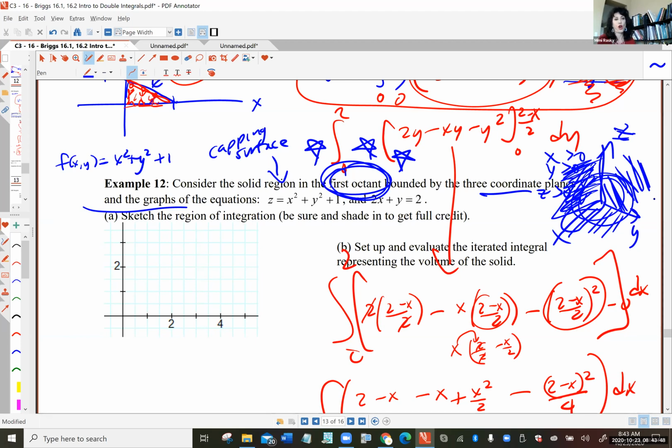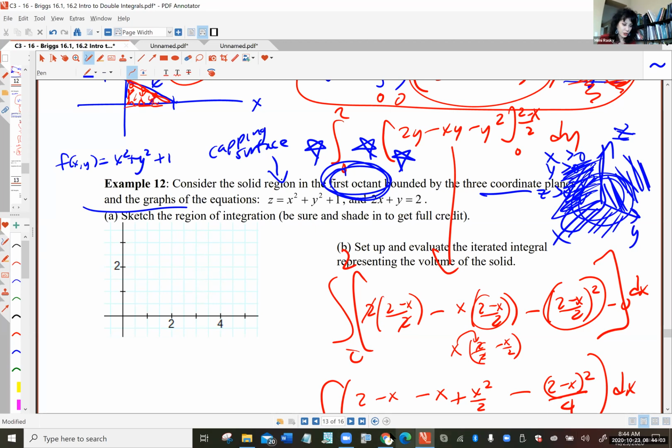Sometimes they may say first octant or bounded by the coordinate planes, and sometimes they don't. And if they don't, then you can't assume this. The volume is for all over, overlapping into all sorts of other octants.